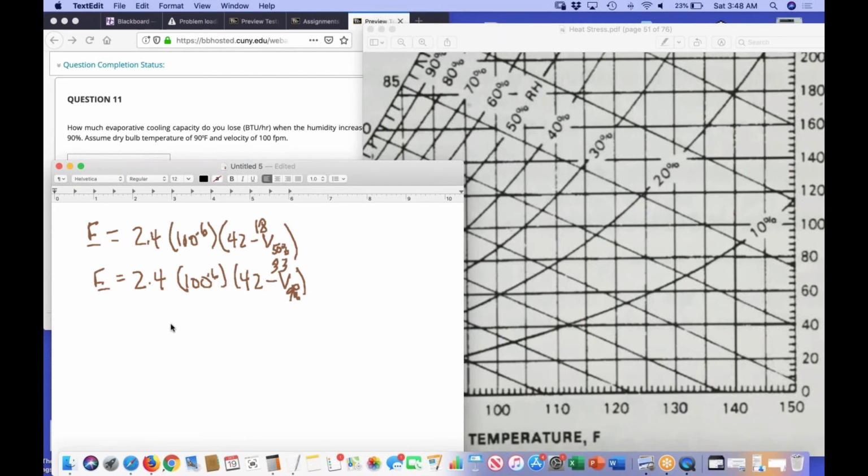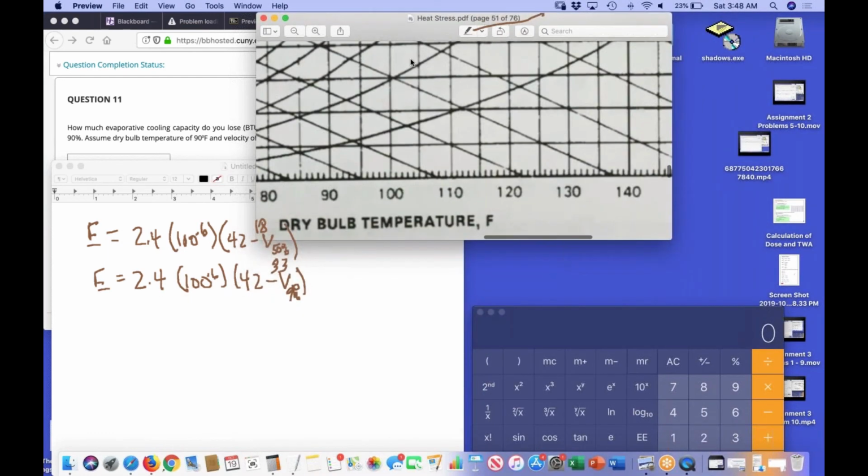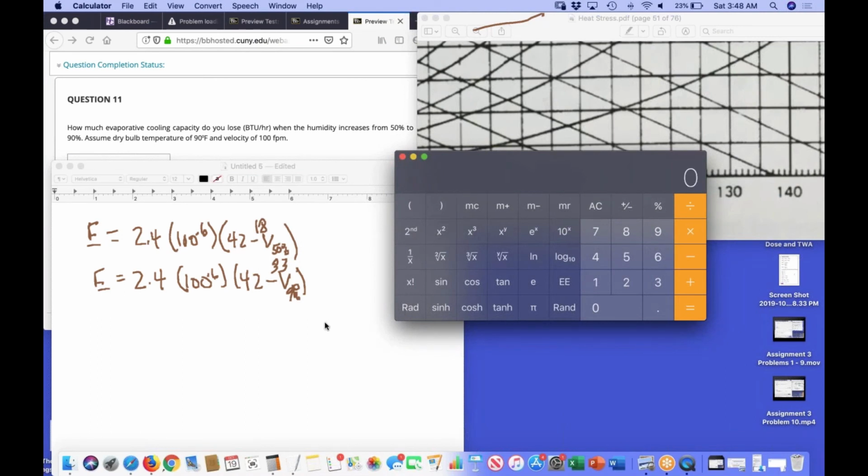Okay, so let's go ahead and find these differences. I get my calculator out. Let me reduce the size of this. So here we go. I'm going to do the first equation. I'm going to start with 100 to the 0.6 power, which is equal to 15.84, times 2.4 is 38, times the difference between 42 and 18, which is 24. 38 times 24 is equal to 912, a little closer to 913. So I'm going to put that into memory and clear it out here.